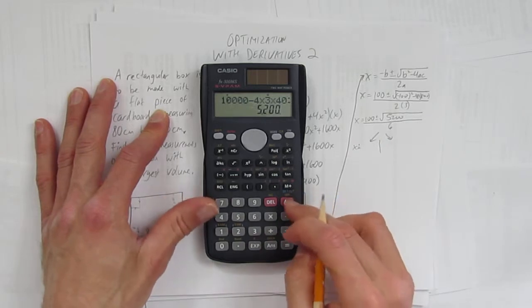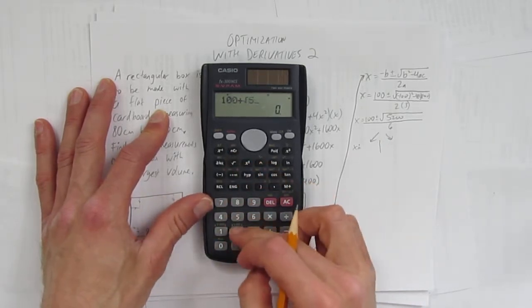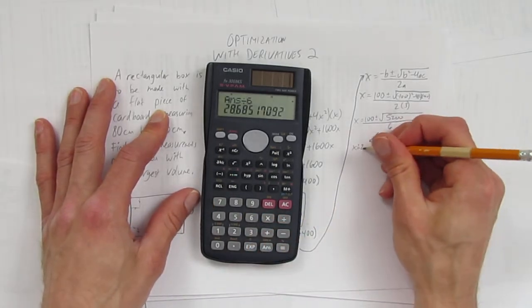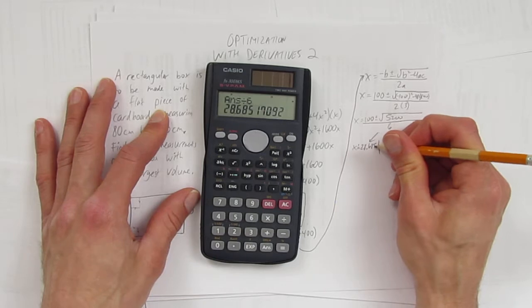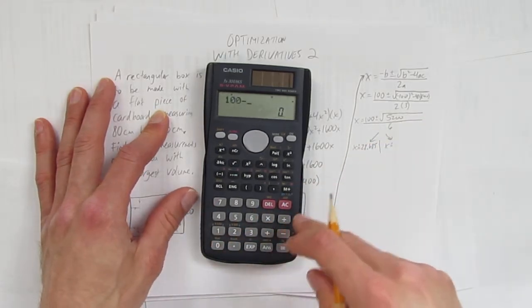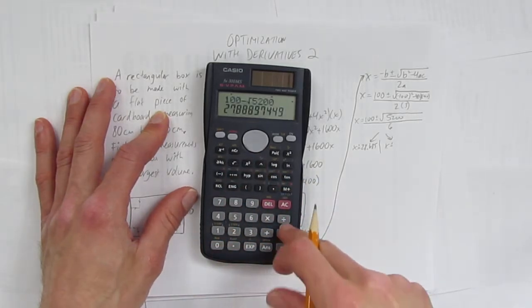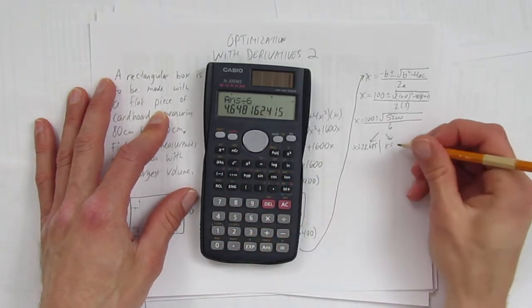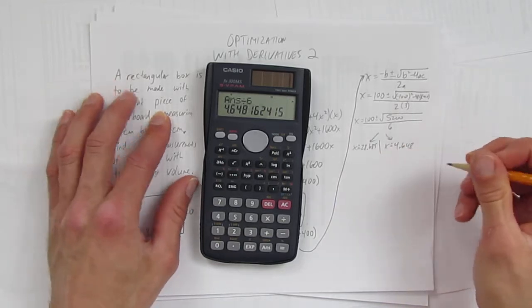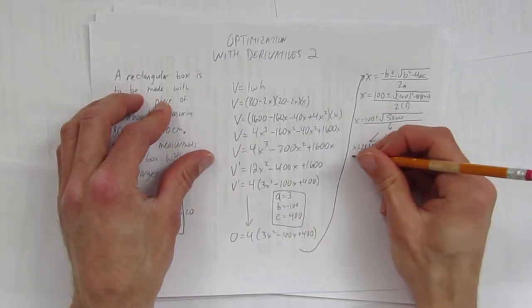I put a rounding dot because I know I'm going to round. 100 plus the square root of 5,200, divided by 6, I get approximately 28.685. And now the subtracting version, 100 minus the square root of 5,200, divided by 6, and I get approximately 4.648. There are videos on the quadratic formula if you want to go over how to do that.